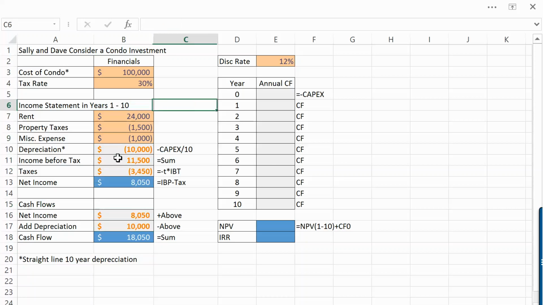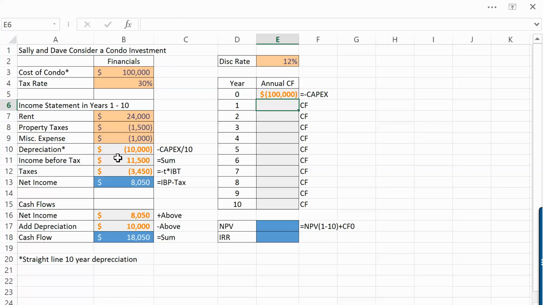Now, my annual cash flows total: I'm going to actually spend $100,000 today. I'm then going to receive $18,050 at the end of each year. And then I'll copy that down.